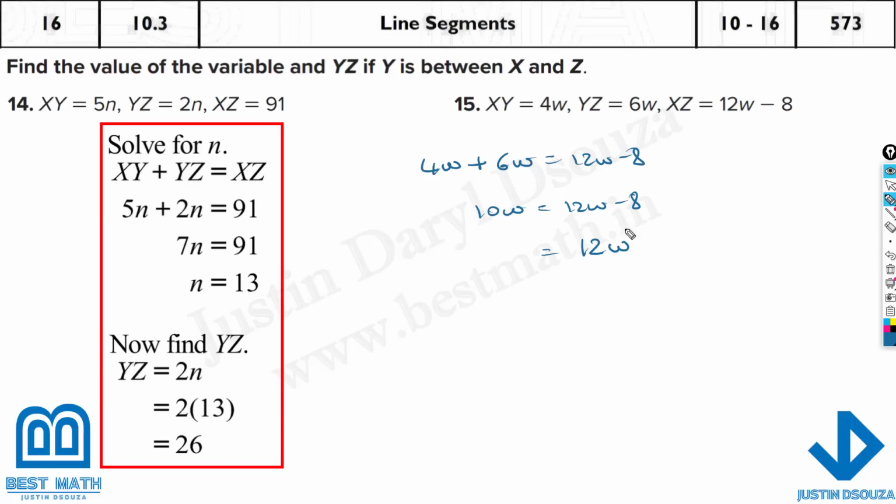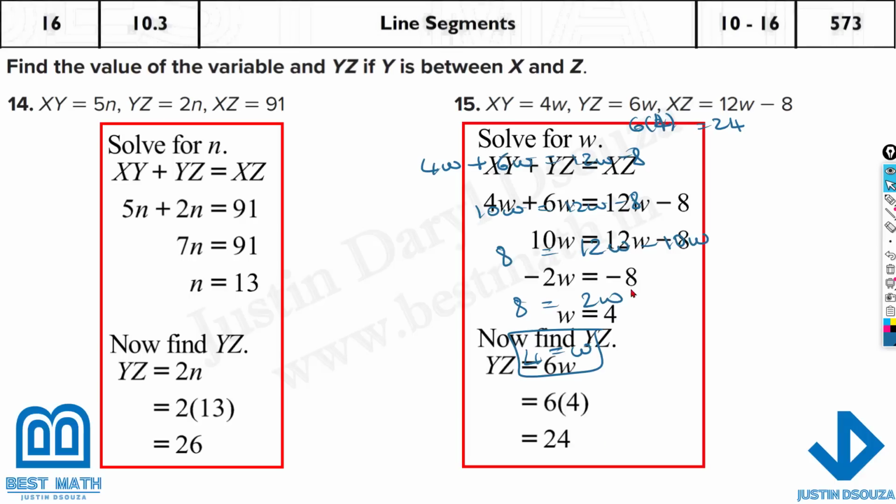So plus 10 becomes minus 10 when it moves over here. And this number moves to the other side because we group the numbers on the other side. Now 8 is equal to 12 minus 10. It's 2w. Divide both the sides by 2. You will get 4 equals w. And what is YZ here? It's 6 times 4. That is equal to 24. So the answer is 4 and 24.